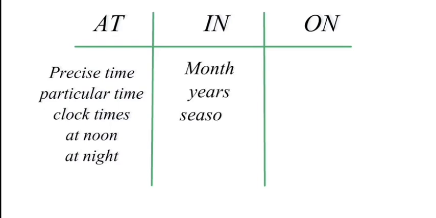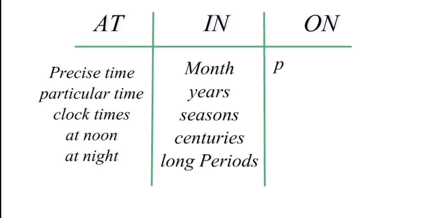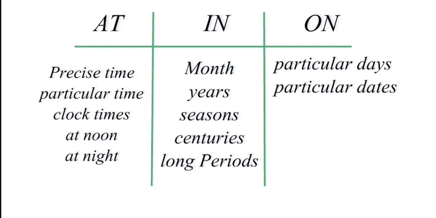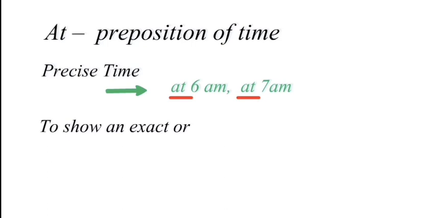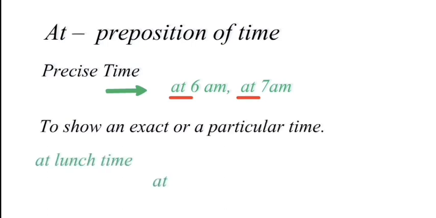Through this chart, we'll try to understand the difference among them and when and where these prepositions are used. We'll first start with "at". This preposition of time is used to discuss a precise time like 6 a.m., 7 a.m. So before that, we'll put at 6 a.m., at 7 a.m. Then to show an exact or a particular time like at lunchtime, at sunrise, at the moment.